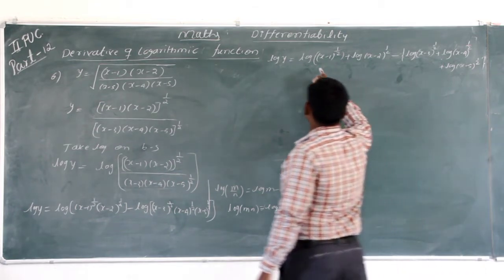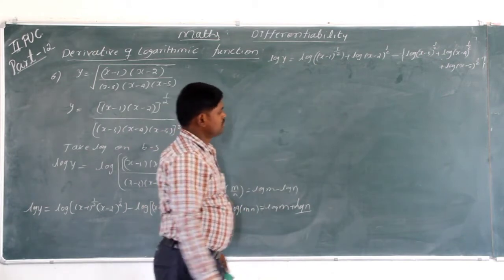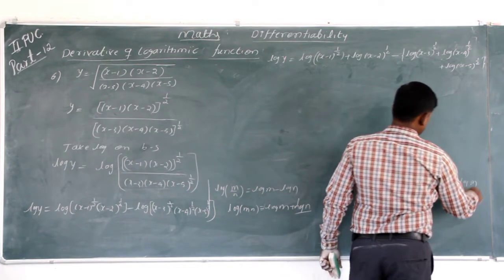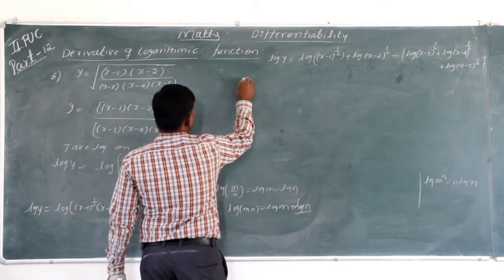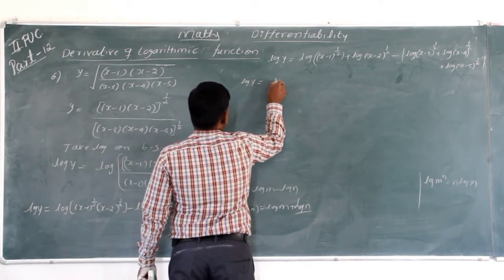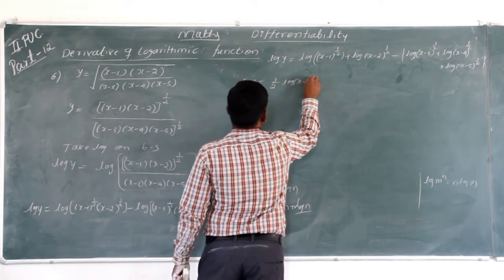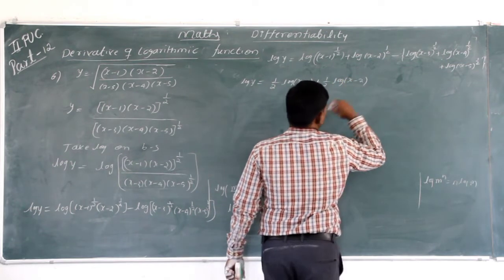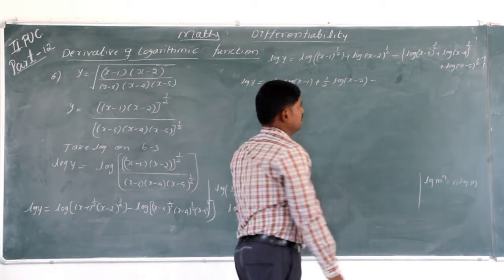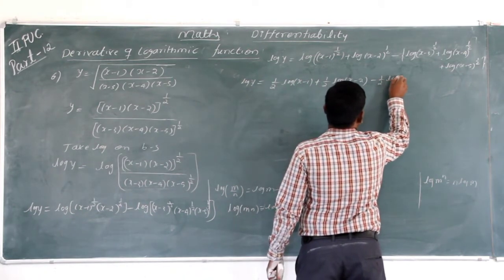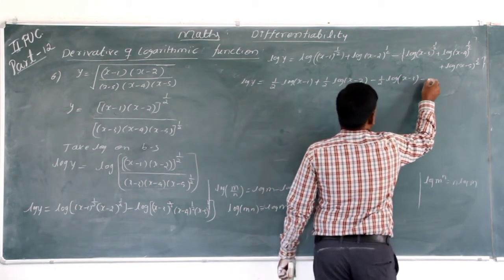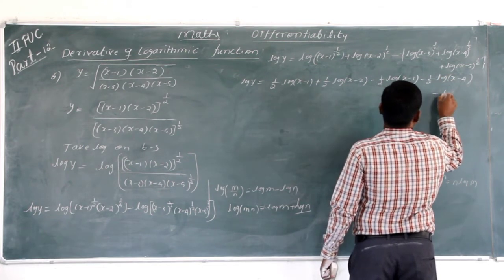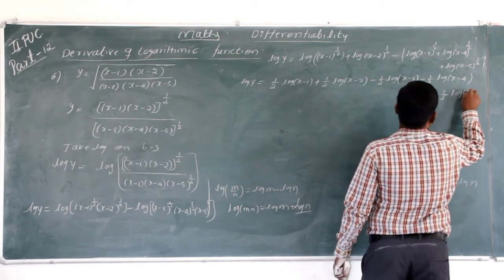Again, by the property log m to the power of n can be written as n into log m, this can be written as log y is equal to 1 by 2 into log of (x minus 1), plus 1 by 2 into log of (x minus 2), minus of, I take minus inside, so we get 1 by 2 into log of (x minus 3) minus 1 by 2 into log of (x minus 4) minus 1 by 2 into log of (x minus 1).